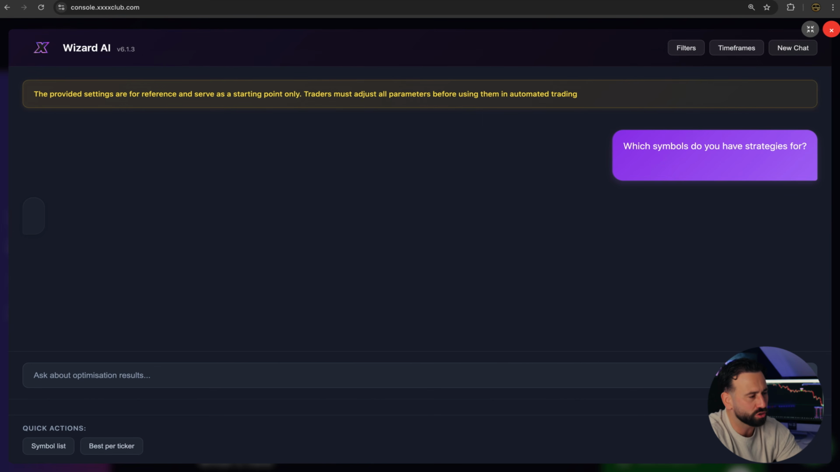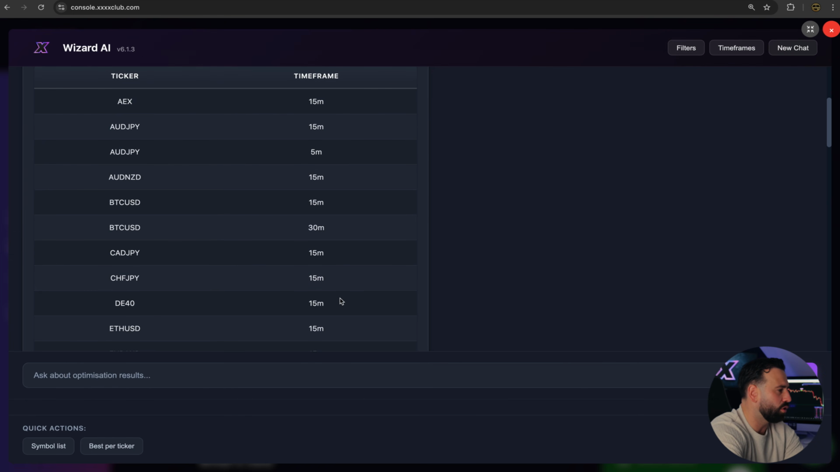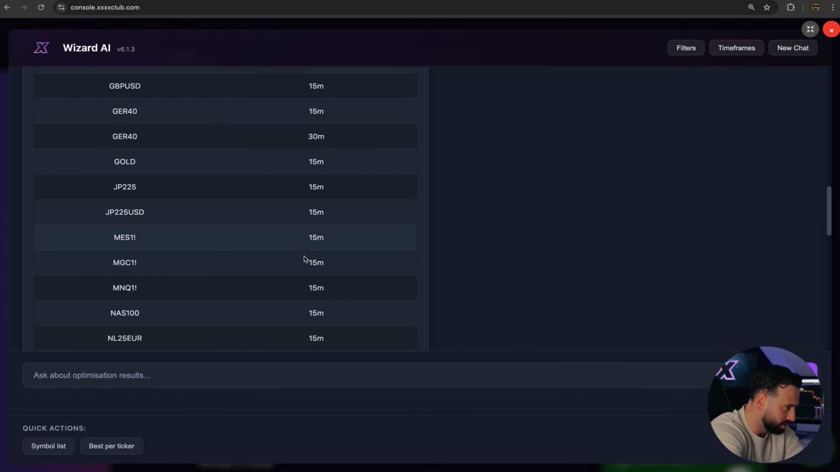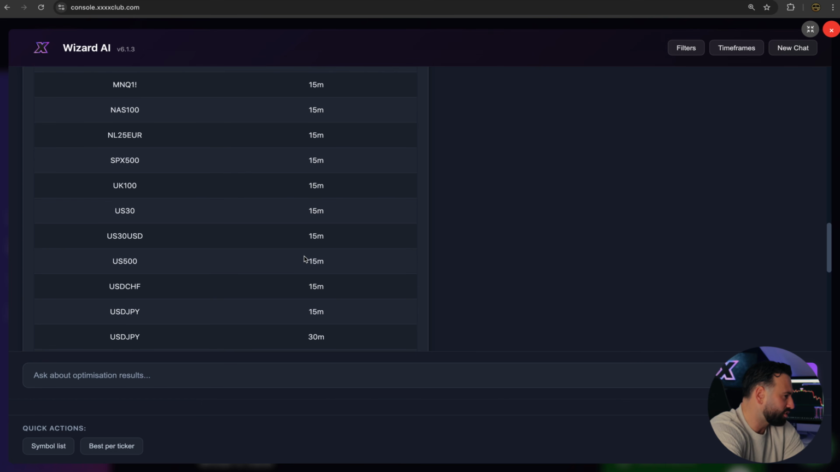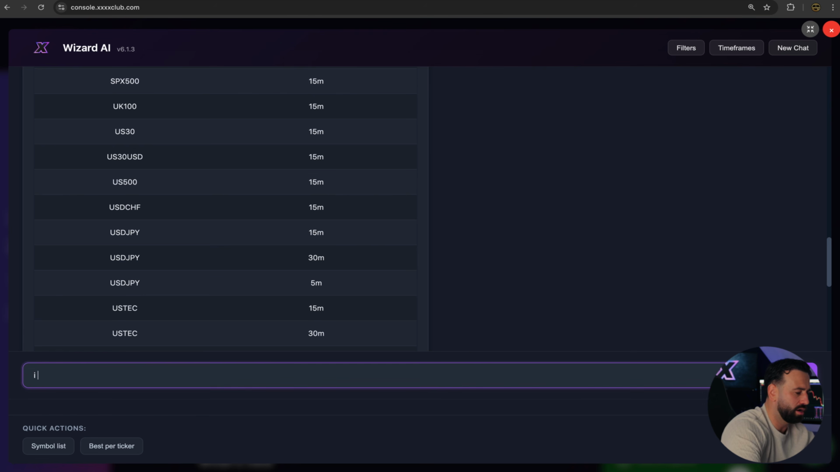Now the AI agent is going to respond. It's going to give me an answer. It's going to tell me all the symbols that it can give me a fully automated trading strategy for. Then I can pick one of those symbols. So let's see what it's saying. So we can see ticker, which is the symbol, and on what time frame. So we have a huge list that we can choose from. So let's choose something at random. USD JPY 30-minute time frame. Okay, I like USD JPY 30M time frame.